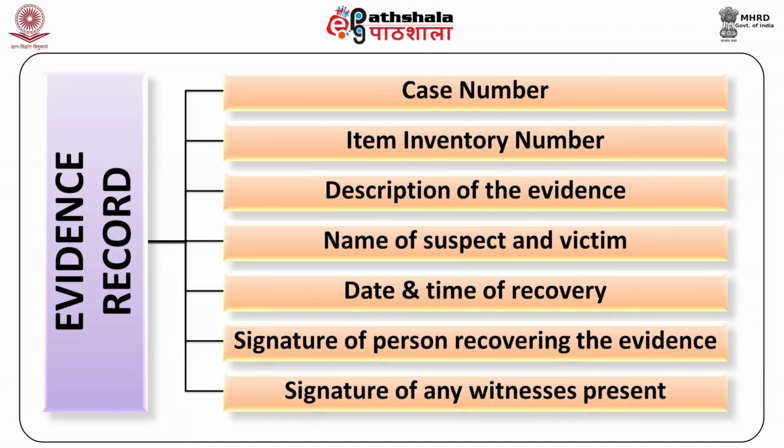J. The evidence record must comprise all relevant information consisting of case number, item inventory number, description of the evidence, name of the suspect, name of the victim, date and time of recovery, signature of the person recovering the evidence and signature of any witnesses that are present at the scene of crime.